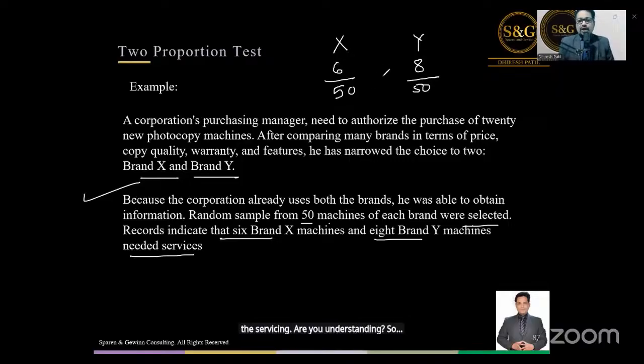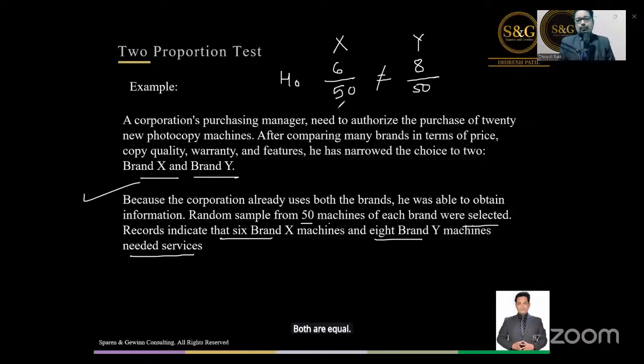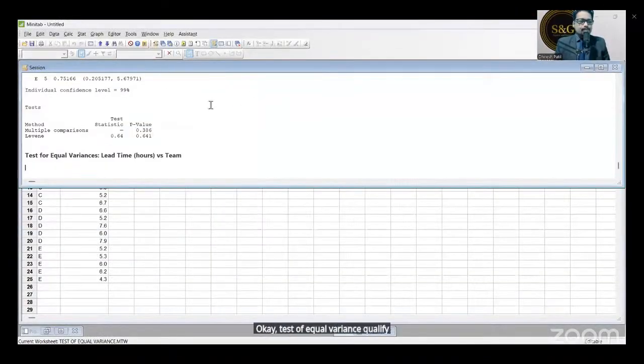So we want to check whether this proportion has any statistical significance or not. The null hypothesis will say both are equal. The alternate will say there is a statistically significant difference. So how do we deal with this? Let's go to the same file, open the same file. The test of equal variance file we can still use.